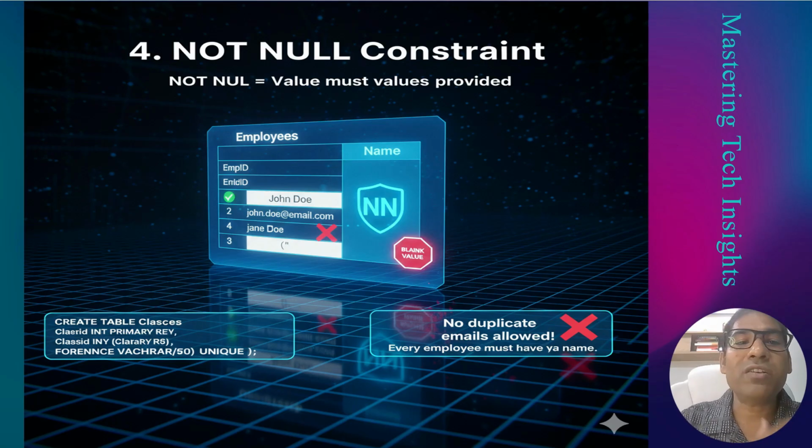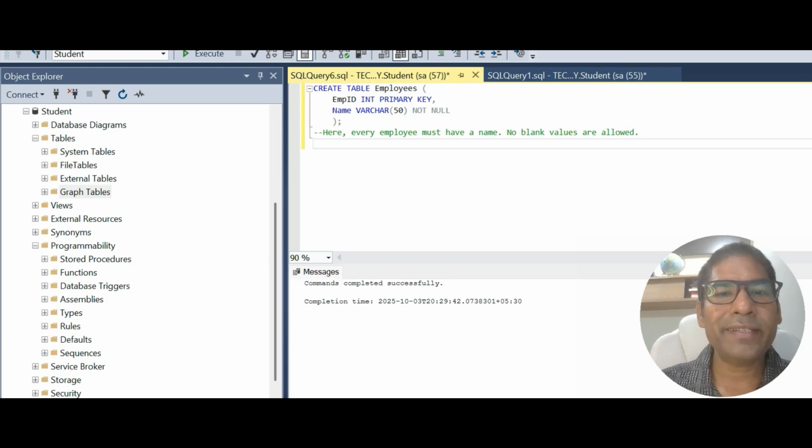Number 4, not null. The not null constraint makes sure the field is not left empty. You cannot leave it empty. Think of it like a required field in a form. Here, every employee must have a name. No blank values are allowed. For example, let's create an employee table where the name should be available. So here the employee must have a name. Every employee must have their name.